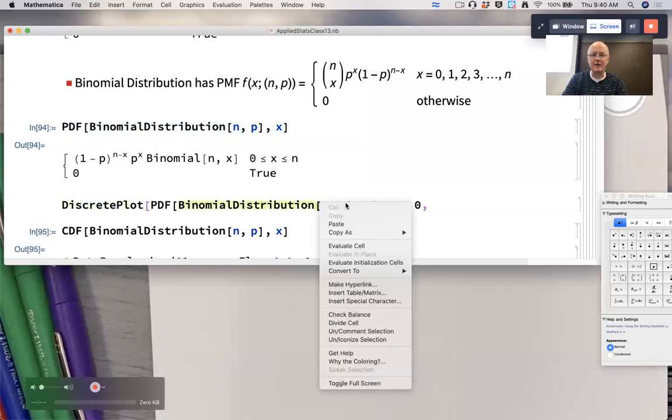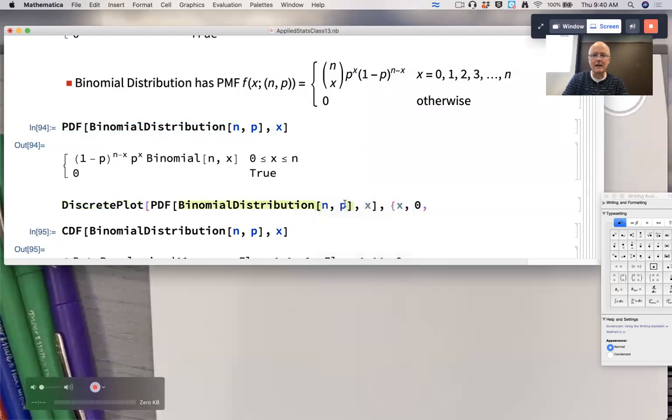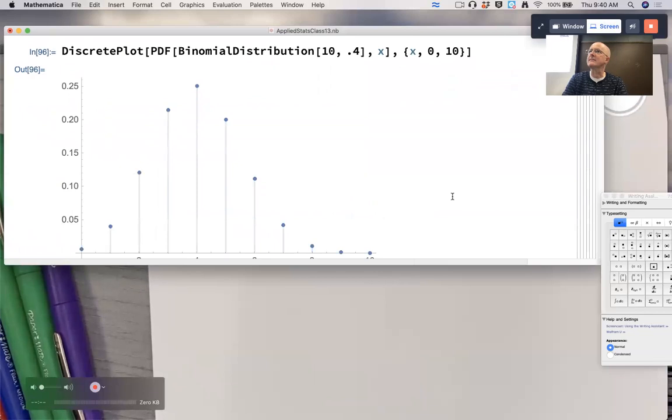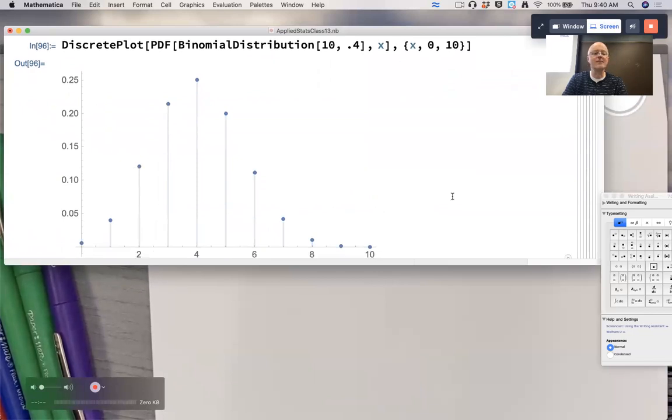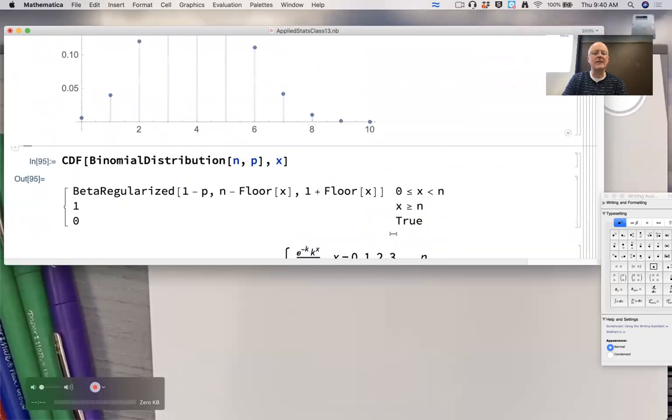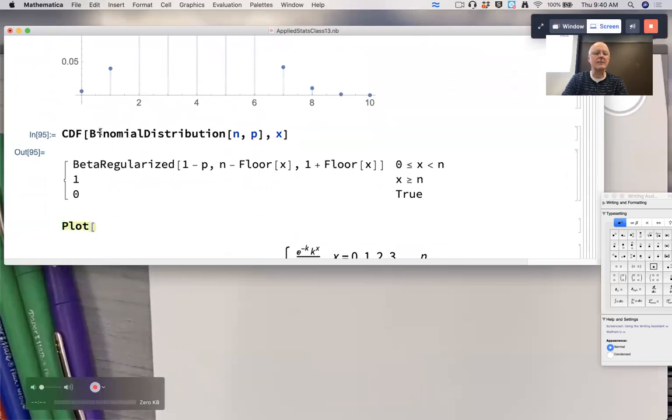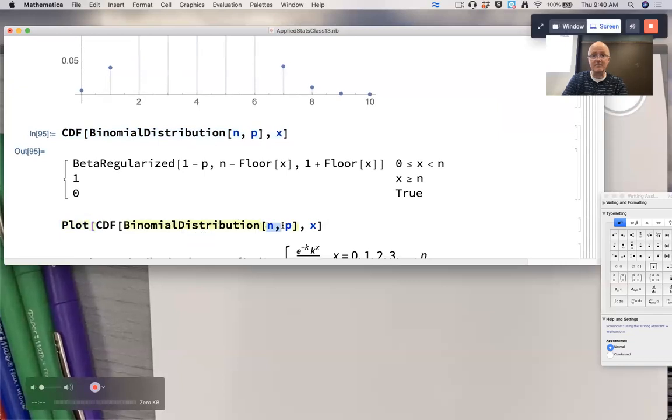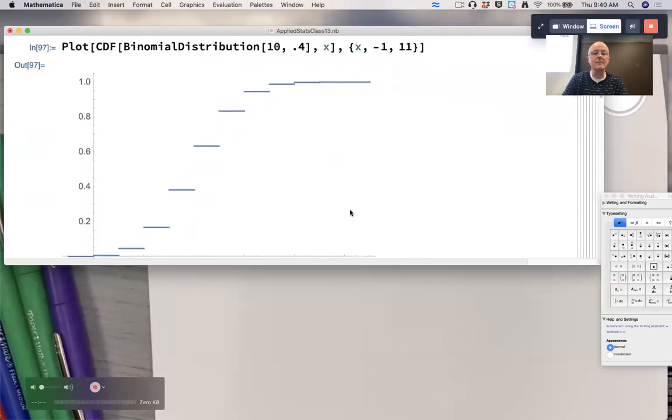We need particular values of n and p though. 10 trials, probability of success being 0.4. Here's what a discrete plot looks like. Actually, with the CDF, we probably can plot it with a regular plot. I'm guessing it's going to be a step function, if it does indeed plot it. Yep, there we go. There's the CDF for this discrete random variable.